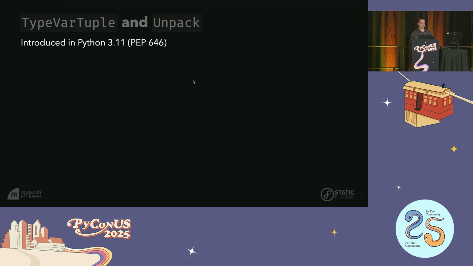So TypeVarTuple was introduced in Python 3.11. It's defined in PEP 646. If you are using Python earlier than 3.11, you have backwards compatibility available through the typing extensions package, which is quite helpful. So TypeVarTuple is a new type of typevar.